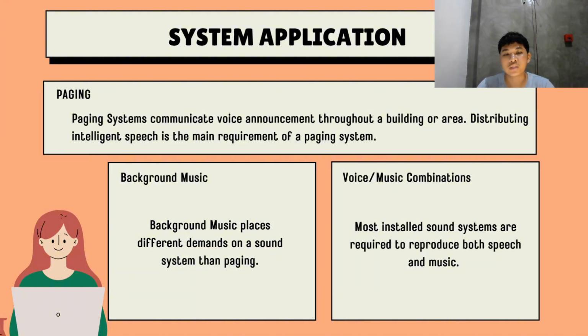So the system application, first, is paging. Paging systems communicate voice announcements throughout a building or area. Distributing intelligible speech is the main requirement of a paging system. So speech energy is first concentrated in a range from 350 Hz to 5 kHz system frequency. The response should be smooth and consistent in this range.